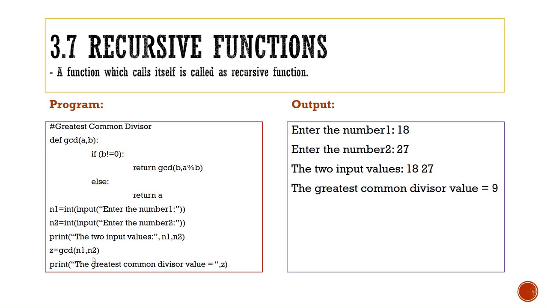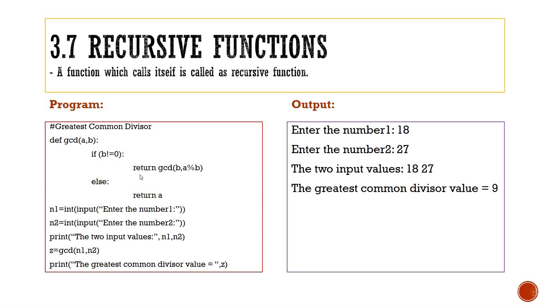Once these values are passed, it will go to this GCD of 18, 27. So b value is equal to 27. If b not equal to 0, the condition is true, hence it will go and return GCD of b comma a mod b. So a is 18, mod b value is 27. Since a value is less than b, the modulus value is 18 itself.